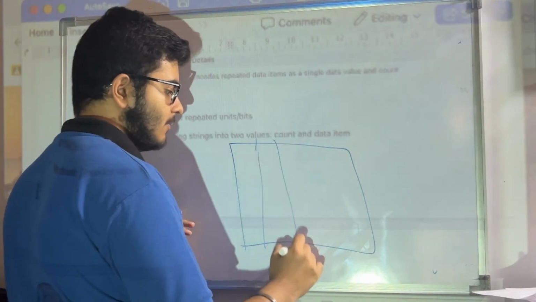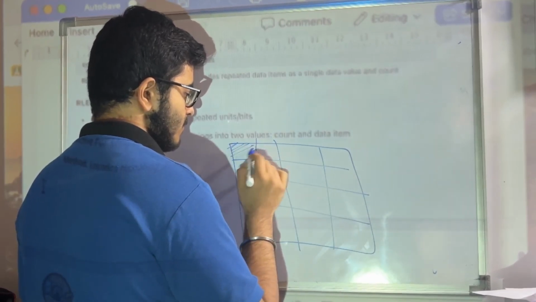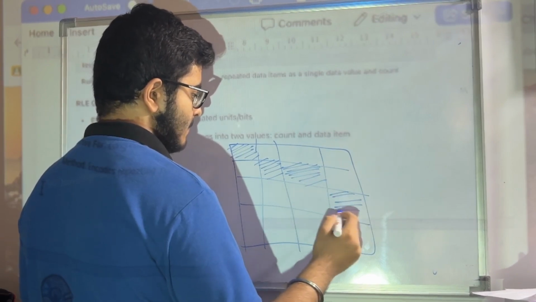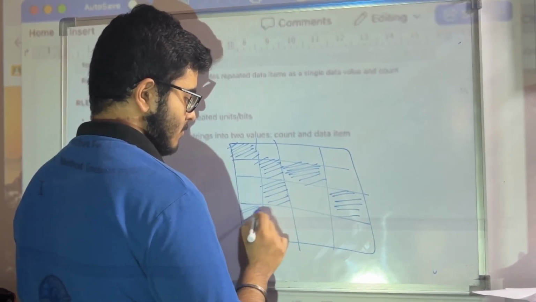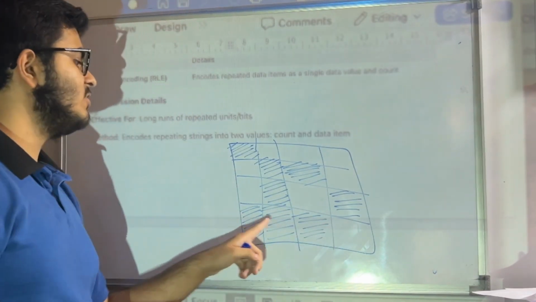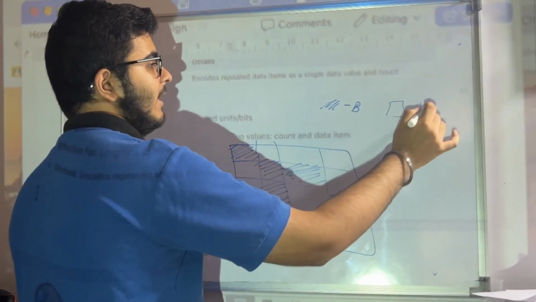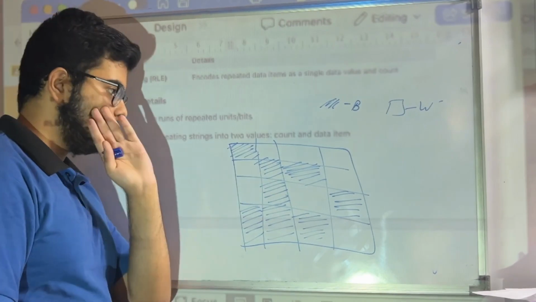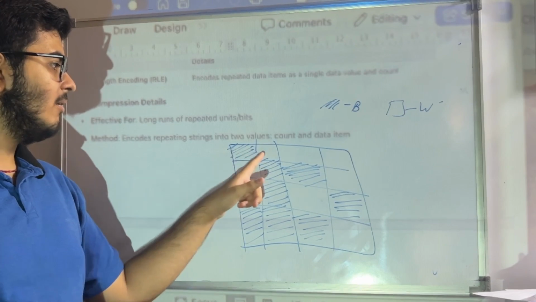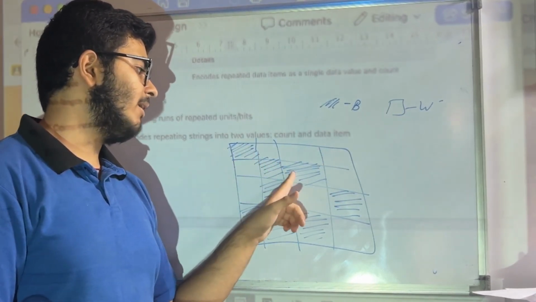This is a black and white image. Wherever I have shaded is black, the shaded part is black and the white space is white. So this is a black and white image. This is white, this is black. What will RLE see is, okay, how will my computer store it? One black, one white, one white, one white. Next row, one white, one black, one black, one white.